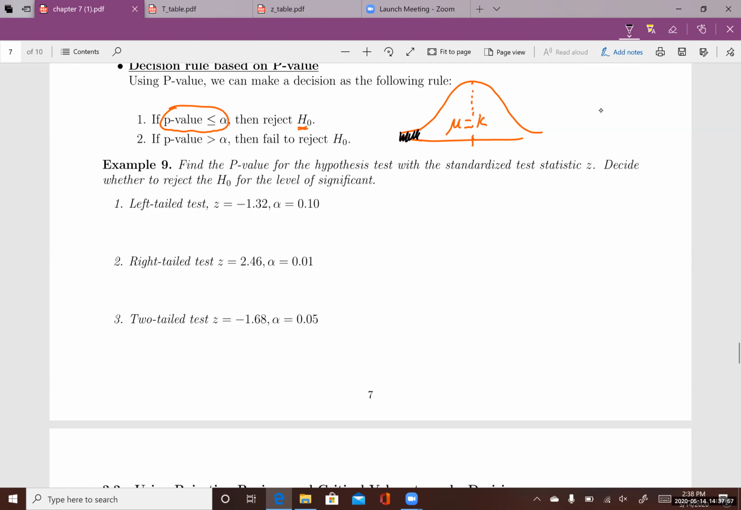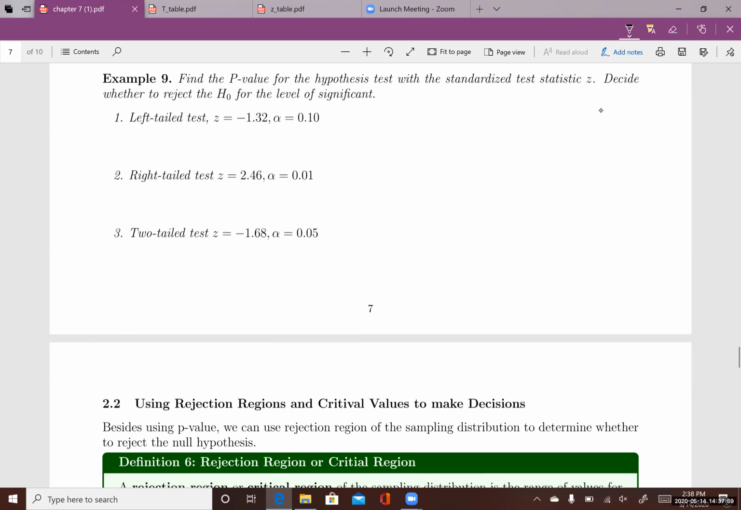All right, so let's do one example. Example number 9. You want to find the p-value for the hypothesis test with the standardized test statistic z, and then you decide whether to reject the null hypothesis for the level of significance. First example, the level of significance is 0.1. The z, the standardized test statistic, is negative 1.32. And again, this standardized test statistic is already calculated using your sample. And you know that this is a left-tail test.